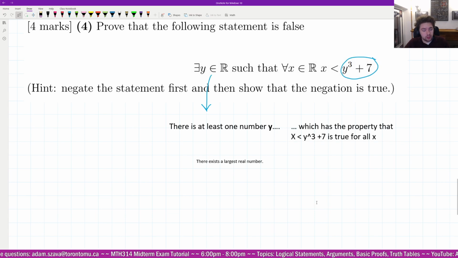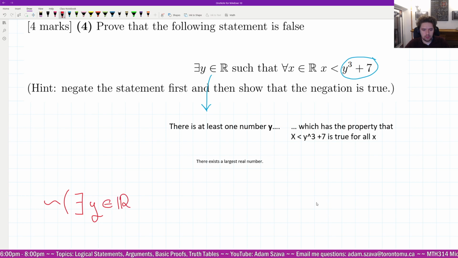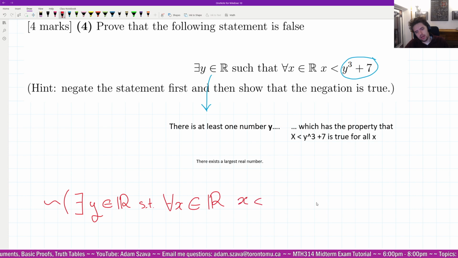So again, the way you do this is you negate it, and then you prove that the negation is true. So just for completeness, I'm going to rewrite it. The negation of there exists y, an element of the real numbers, such that for all x, which are real numbers, the predicate x is less than y cubed plus 7, the negation is true for any x plus k.